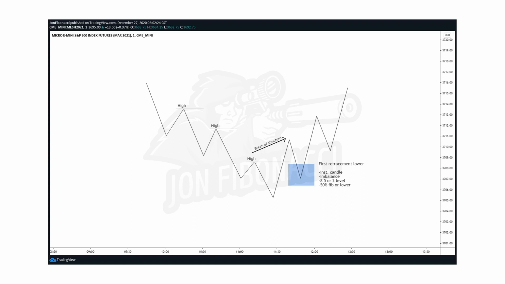With that being said, I'll look for an 8, 5, or a 2 level. That's really more for the indices, the 8, 5, or 2 levels. It does happen in Forex though, so don't get me wrong. But on the indices, I love tailoring the entries to an 8, 5, or a 2 level. Again, it does happen in Forex and commodities and everywhere else. You'll see the 8, 5, or 2 levels.